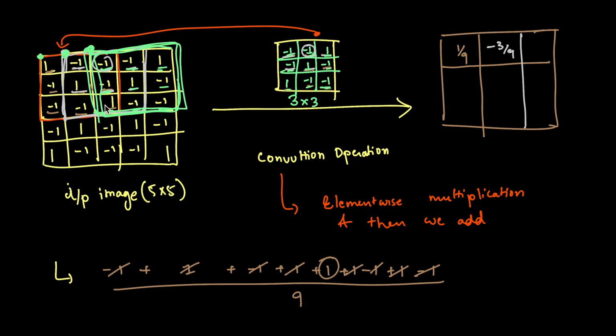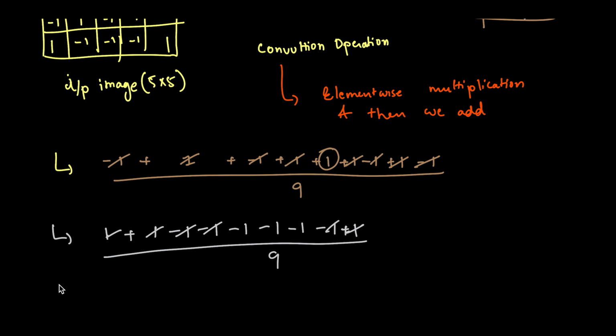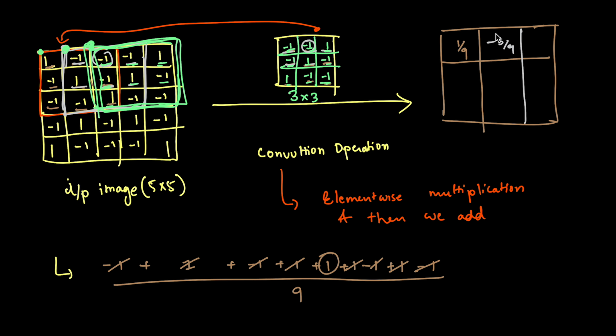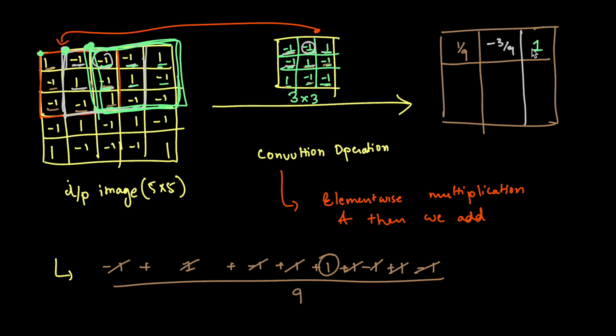That means all these values will be 1 in this case. 1 plus 1 plus 1, 9 times we'll be getting 1, and finally divided by 9, we'll get 9 by 9, which is 1. So whenever there is an exact match with this particular kernel, it will give an output of 1, and whenever there is a complete mismatch, it will give us -1.